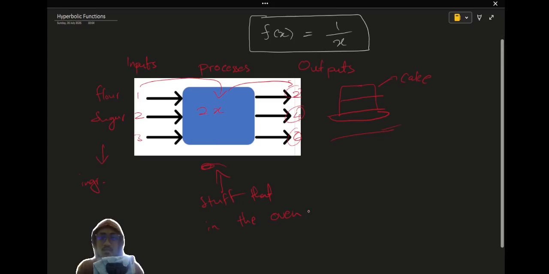Let me erase this stuff. All right, so like I said, in the processes, that's where we have something. In this case, since our function is f of x equal to 1 over x, that means that's where we are going to have our 1 over x inside the box, right? And then our inputs can be anything.